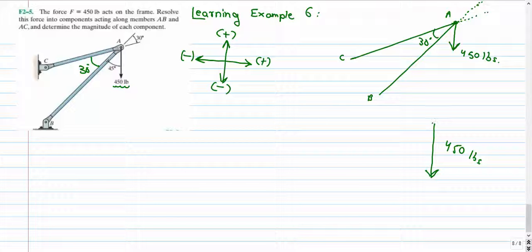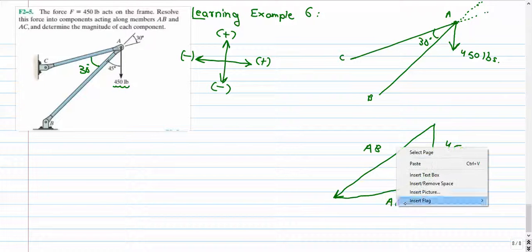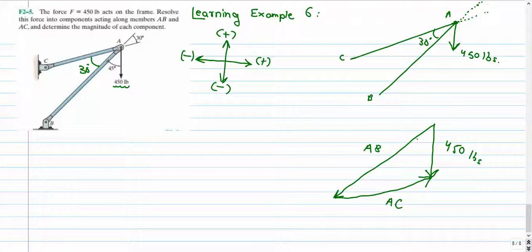Alright, so the next vector that we can draw is the AB vector. So what if the AB vector was something like this, in the AB direction, while the last vector we know has to be in the AC direction. This is AB, this is AC. So this makes a complete triangle.